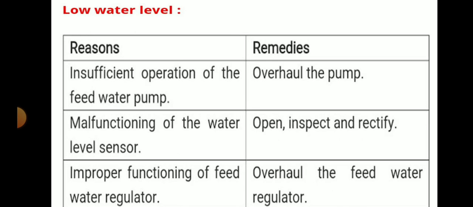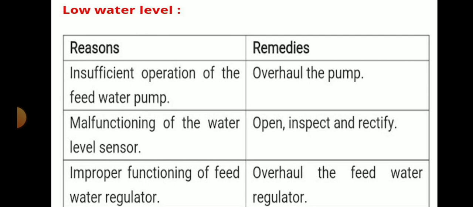Then low water level. The reasons are insufficient operation of the feed water pump, malfunctioning of the water level sensor, and improper functioning of the feed water regulator. The remedy for insufficient operation of the feed water pump is to overhaul the pump to see what the problems are.